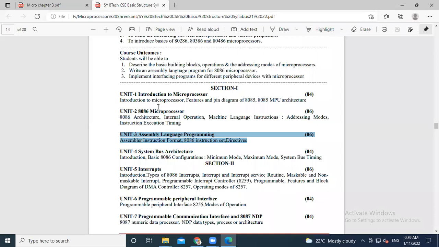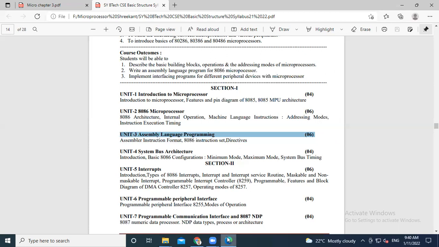Okay, now I have to start with the 3rd unit as per your prescribed syllabus, assembly language programming. In that, assembler instruction format and the 8086 instruction set. The 8086 instruction set is nothing but all the instructions, minimum 70 to 75 instructions, we are going to study in this section. And the last topic, one small topic, is directives. Though it is 6 hours, I plan to complete this unit in minimum 7 to 8 hours.